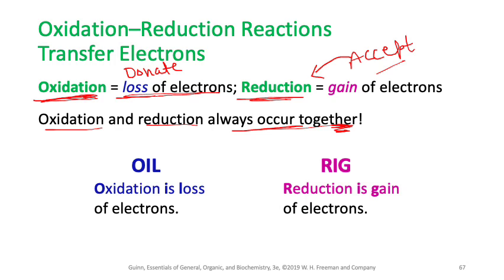There is a trick to remember the definitions. You can use OIL, which means oxidation is loss. Whenever you're losing an electron, that means you're doing oxidation. To remember reduction, you can use the term RIG, which means reduction is gain of electrons. This will help you remember the definitions. But always remember: oxidation is loss or donation of electrons, reduction is gain of electrons. So let's take an example of this reaction on the next slide.